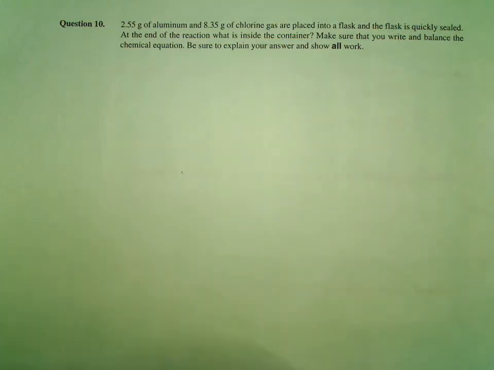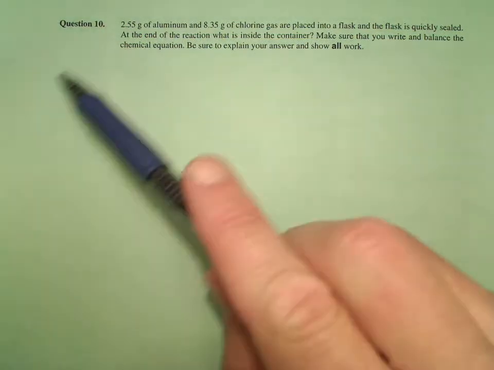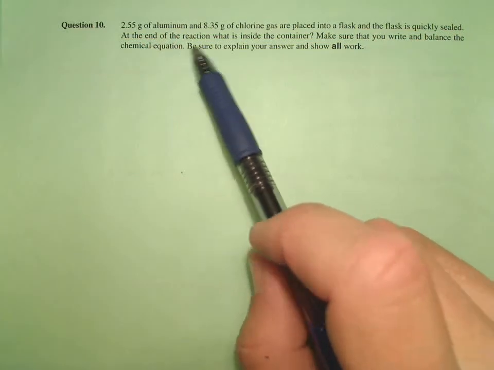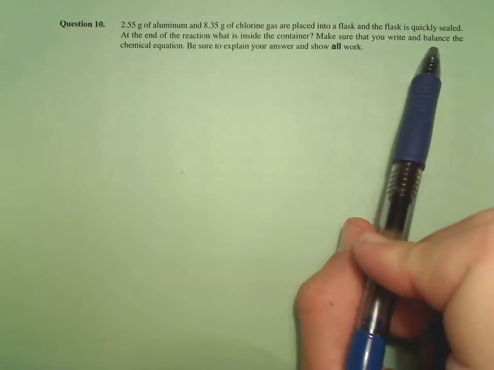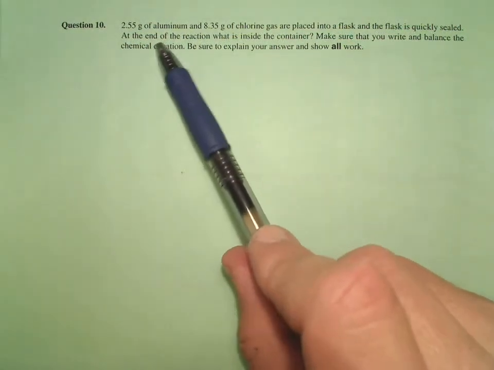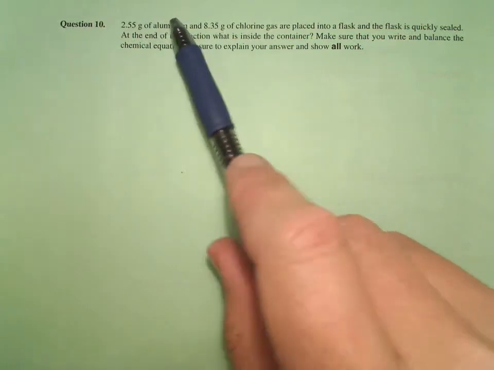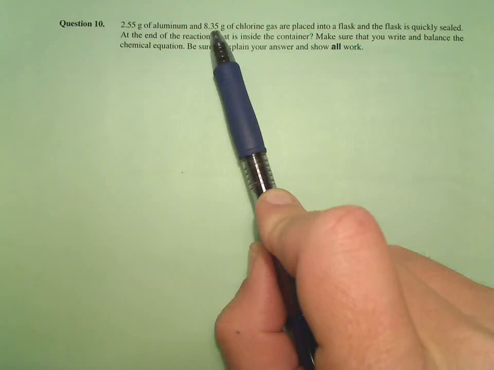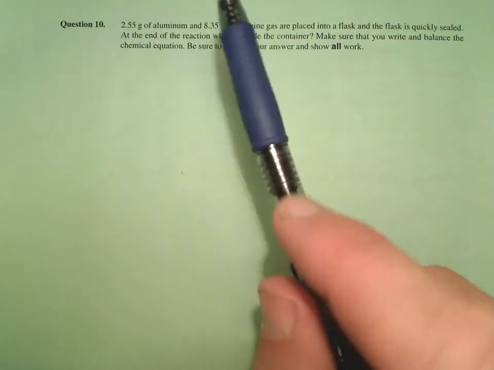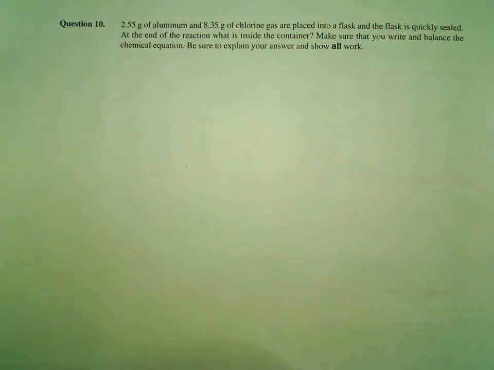Let's take a look at this stoichiometry problem, but this one's got a new wrinkle. Notice 2.55 grams of aluminum and 8.35 grams of chlorine gas are placed in a flask, and the flask is sealed. At the end of the reaction, so we're reacting aluminum and chlorine gas. So that means, notice we have quantities of both. We have 2.55 grams of aluminum, 8.35 grams of Cl2. So that means, what is it? Limiting reactant. Ding, ding, ding, limiting reactant problem. So we're going to have to figure out the limiting reactant.